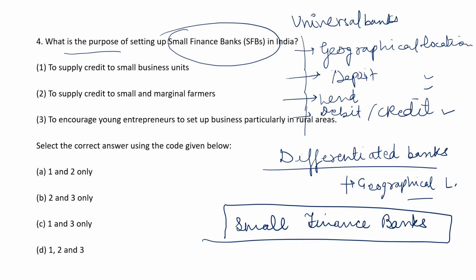So looking at the options, the first is to supply credit to small business units. This is correct. The small finance banks have been set up with the same. To supply credit to small and marginal farmers, yes, this is also correct. To encourage young entrepreneurs to set up business, particularly in rural areas. It has not been focused on young entrepreneurs. We have other schemes for these. So this is not correct. We have 1 and 2.